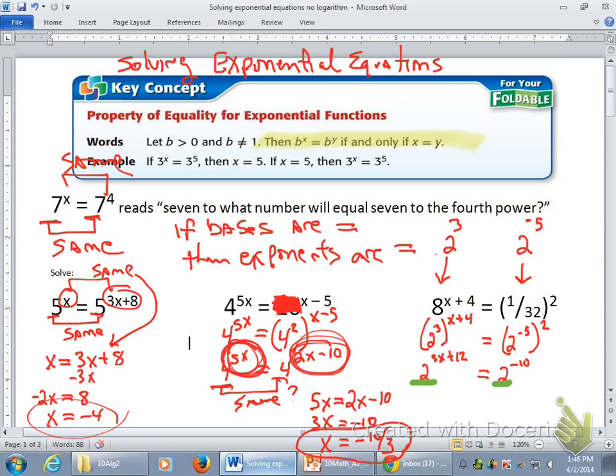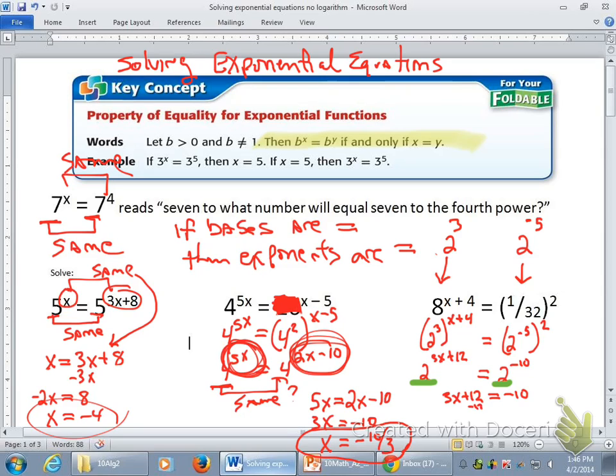So since they're the same base, I can go down here and I can say 3x plus 12 is equal to negative 10. I don't even have to worry about the 2 at all. I don't have to worry about the 8 or the 32. All that's gone away. I've just got 3x plus 12 equals negative 10. And now it's an Algebra 1 problem.